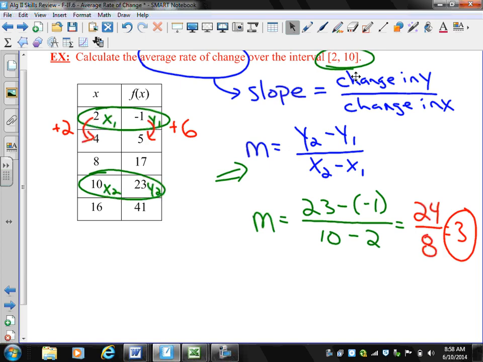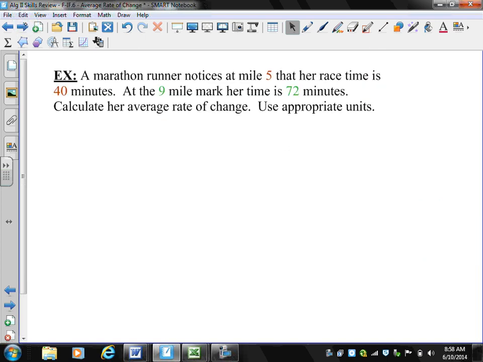Let's look at another example. This time it's going to be encased in a word problem, and we're going to have the same idea here. We're going to calculate the average rate of change. Okay. So a marathon runner notices that at mile 5, her race time is 40 minutes. And at mile 9, her time is 72 minutes. So we're going to calculate her average rate of change, and we're going to use appropriate units this time. So that's going to be the addition that we get onto here.